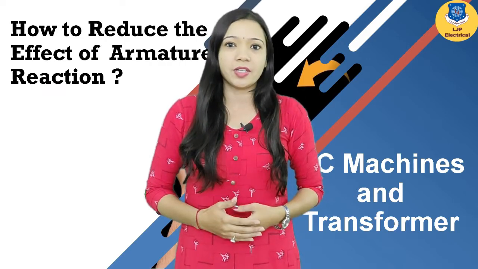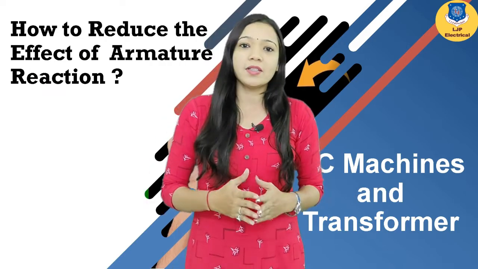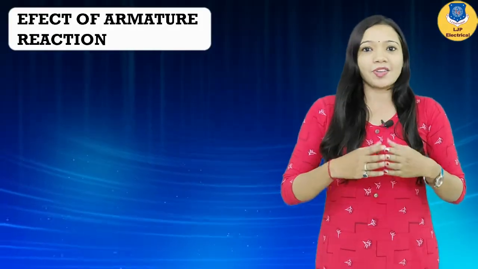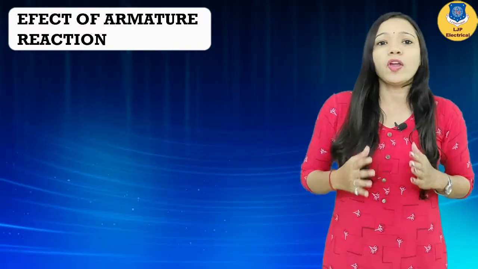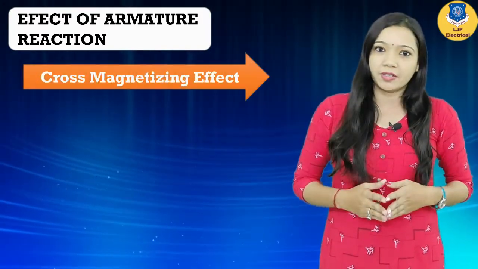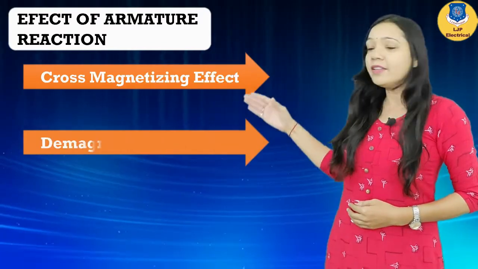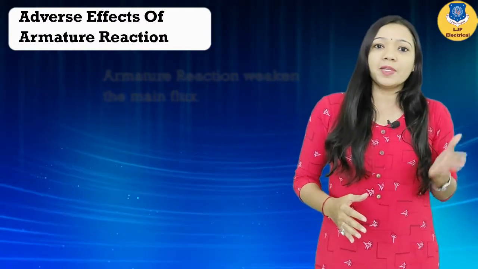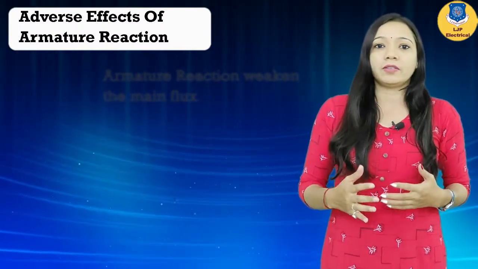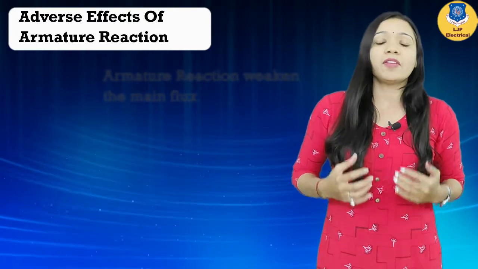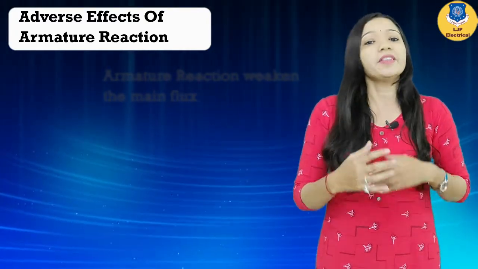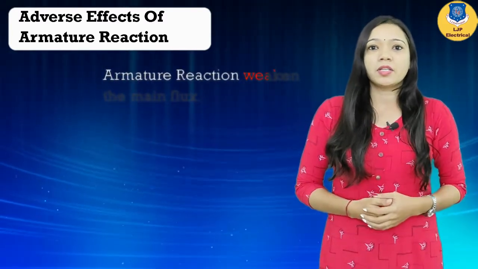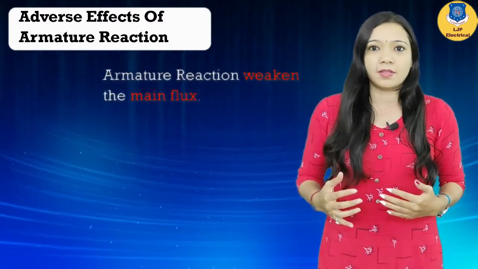Today we are going to discuss one more topic of DC generator: how to reduce the effect of armature reaction. In the previous video we have seen the armature reaction and the effect of armature reaction. So let's start. There are two effects of armature reaction, the cross magnetizing effect and the demagnetizing effect. Due to that effect, what are the adverse effects on the DC machine or DC generator? First, due to the armature reaction it weakens the main flux.